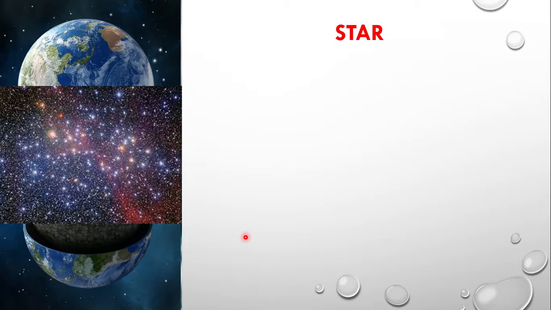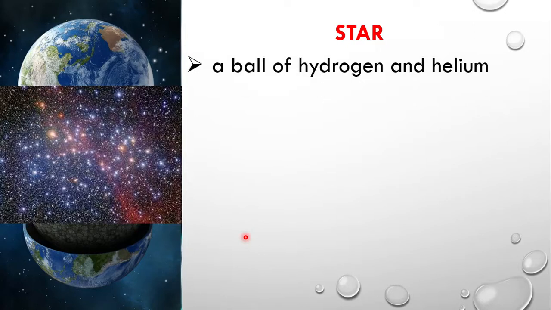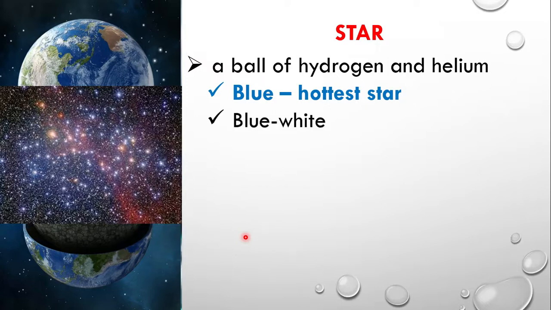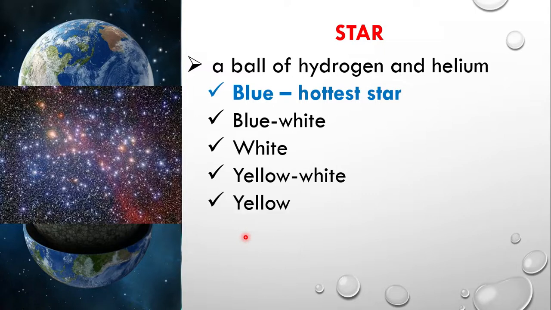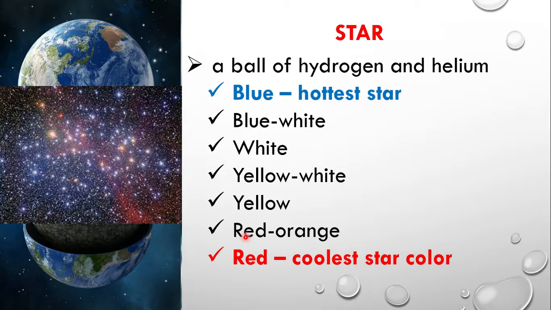Okay? So let's talk about stars. Again, si Sun nato is a star. It's a yellow type of star. Okay, most of the stars are a ball of hydrogen and helium. So yung pinaka hottest nga star is naa sa color nga blue. Followed by blue-white, then white, yellow-white, then average na temperature ng star is yung na ay color yellow like our sun na star.